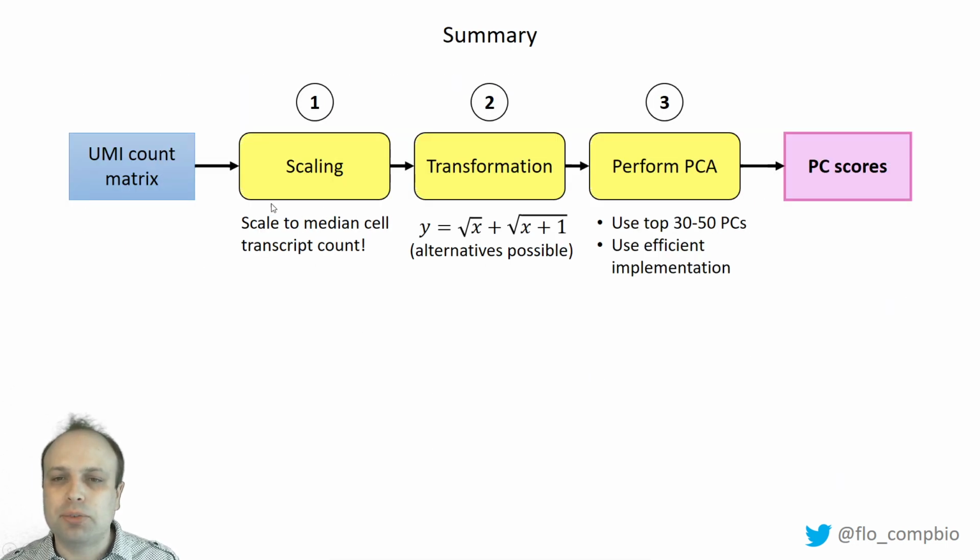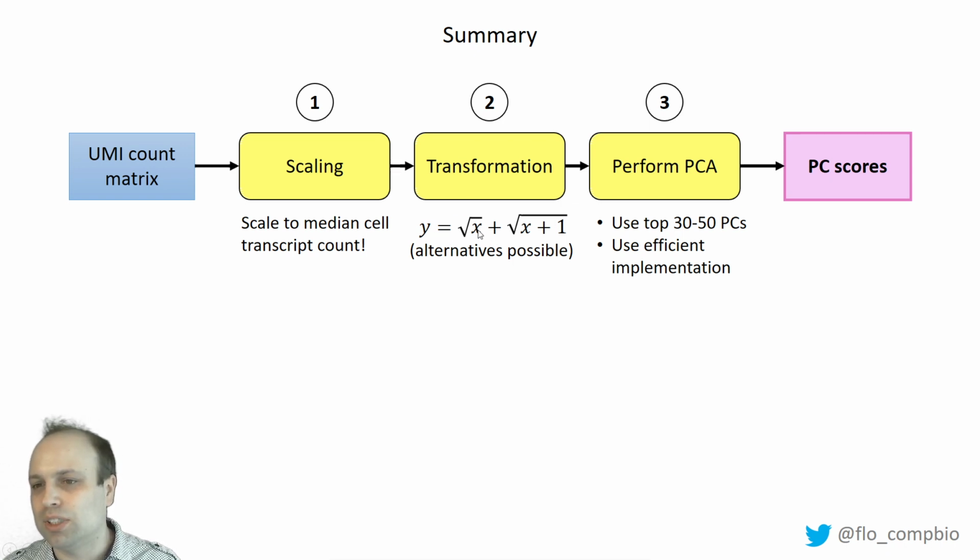So to summarize, you start with your UMI count matrix, then you scale to the median transcript count. Don't scale to some ridiculously large number, like 1 million or something. That has very bad effects because that messes up the next step. So scale to the median or the mean, but because sometimes you have cells that have a lot of transcripts, the median is safer because it's more robust to these outliers. Scale to the median transcript count, then do a transformation.